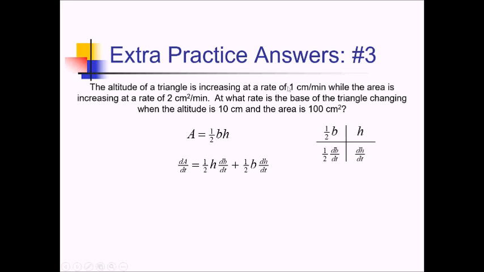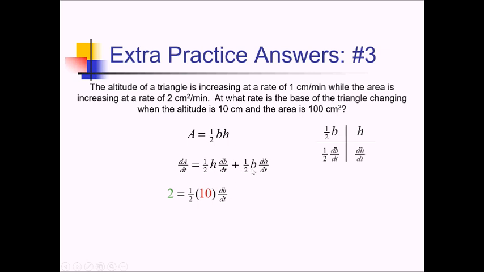They said the area was increasing at a rate of 2 square centimeters per minute. So dA over dt can be substituted with 2. And then for h, well, they gave us the altitude. That's going to be 10 centimeters at this point in time. So this equals 1/2 times 10 times dB over dt, because we don't know that yet. That's what we're solving for.